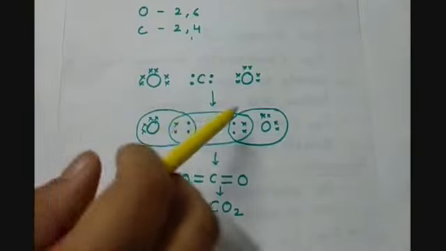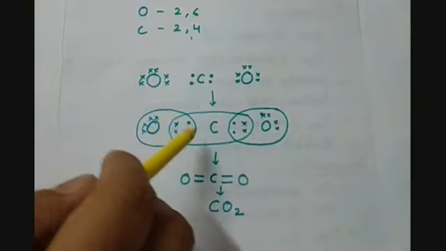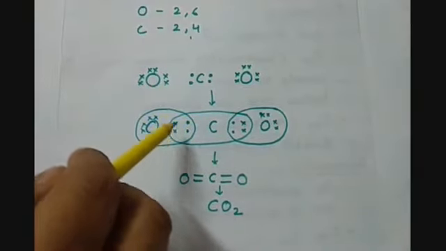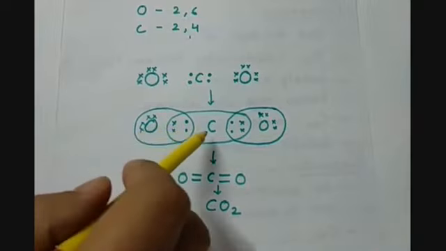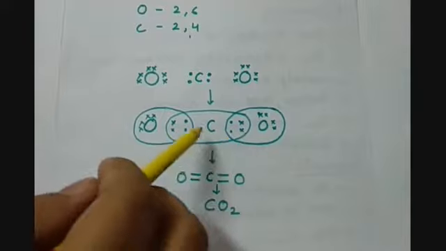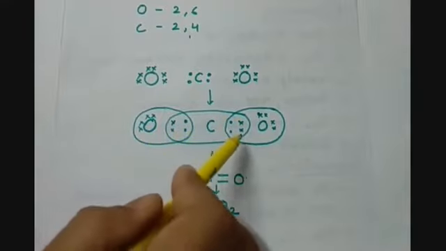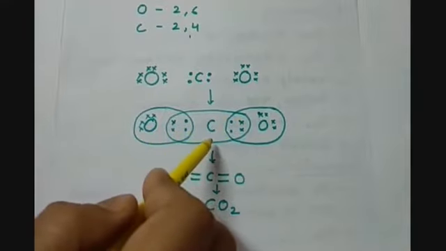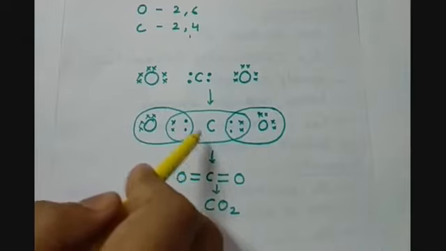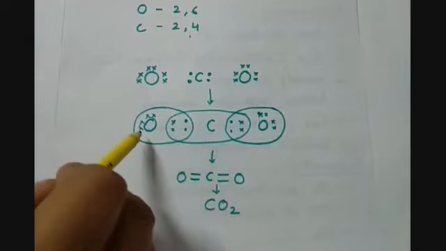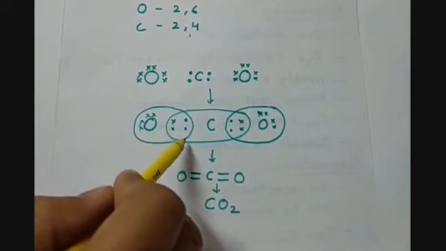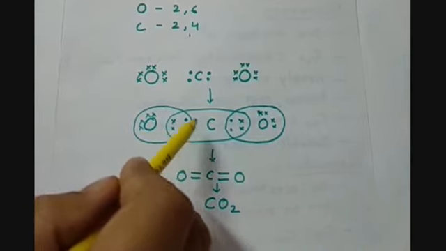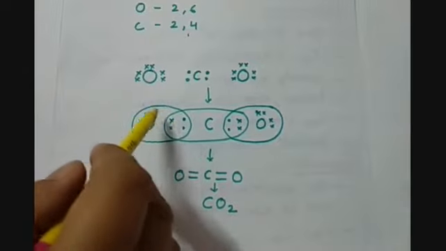So in this way 2 covalent bonds are made between the oxygen and carbon atom. This way carbon has completed its octet. It has 8 electrons now by the sharing of electrons, and oxygen has shared 2 of its electrons in the bonding, and now it has 2 more electrons to complete its octet.